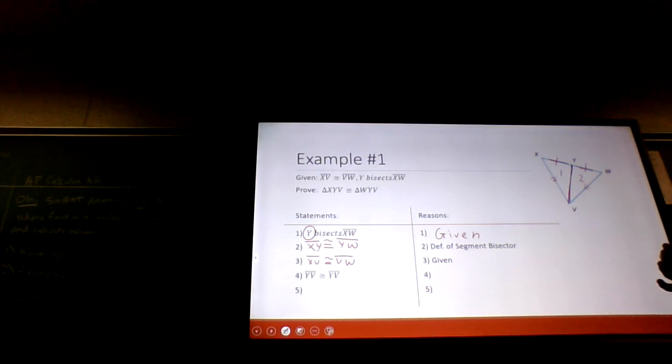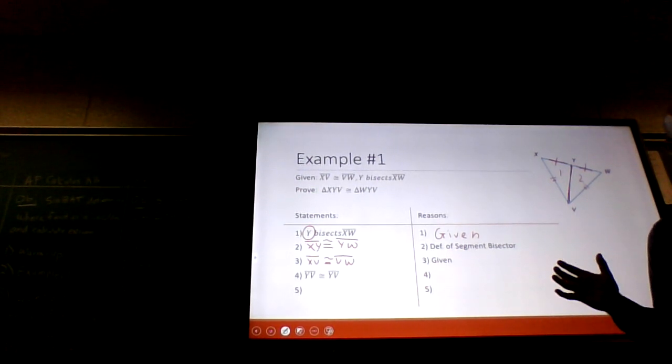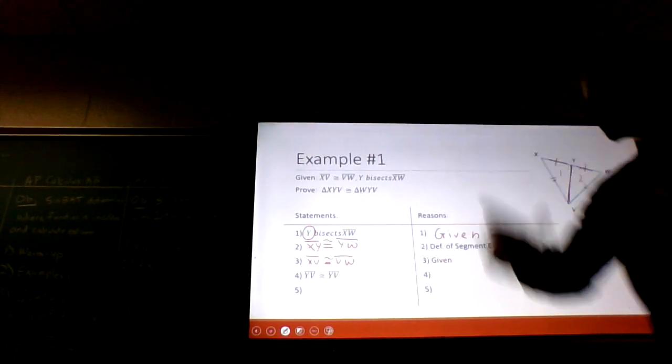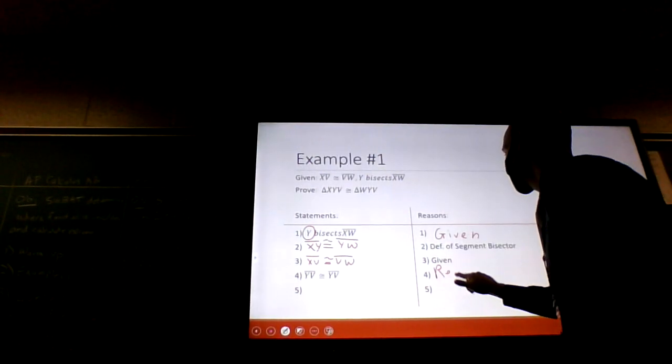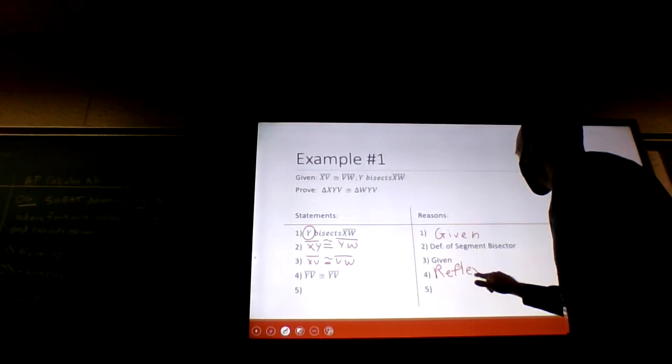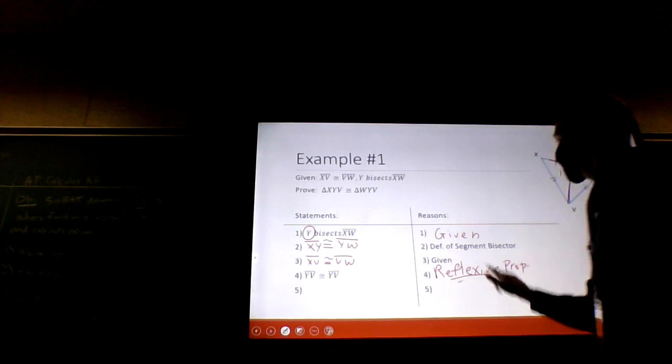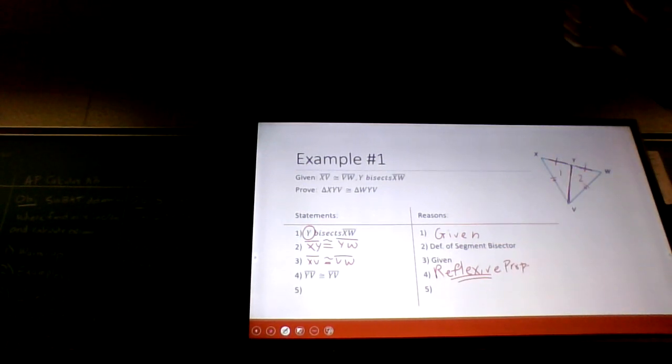I'm trying to think. I know, they can't remember. They never can remember. We went over this in chapter 1. Close. He said reflective. That's close enough. It's reflexive. Excellent job. This is the reflexive property way back. Reflexive. That is exactly right. Good job. That's good. Reflexive.